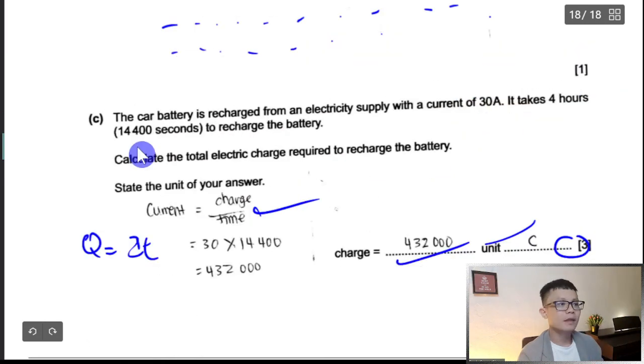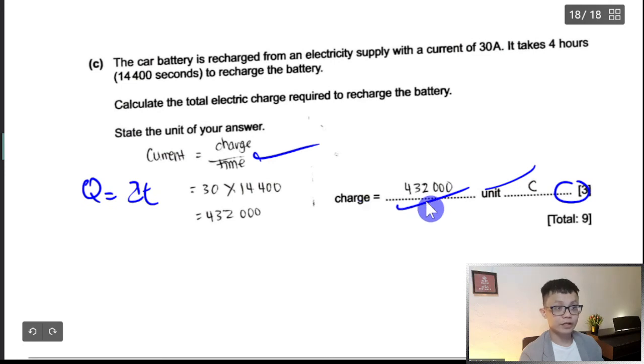The car recharge takes 4 hours. You calculate 4 times 60 times 60. They already give you 14,400 seconds. Actually, the formula is Q equals I times T, but you also can use this formula. It's still correct. Current equals charge divided by time. You do it and you get the answer. 432,000 with units is correct. You get 1 mark.